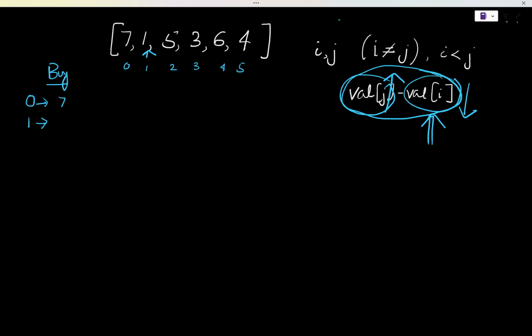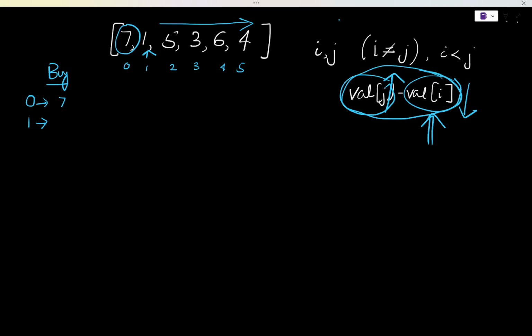But what I can do is, for all the remaining elements that I am going to see from this point onwards, I can make 1 my buying price. Because the argument is, for any transaction, if I have a buying price of 7, it always makes sense to have a buying price of 1 instead of 7 because 1 is lesser, right? This is the idea. Keep the buying price as low as possible.